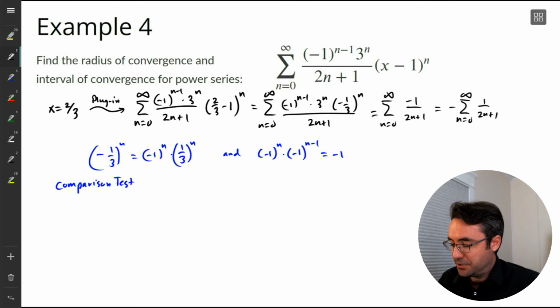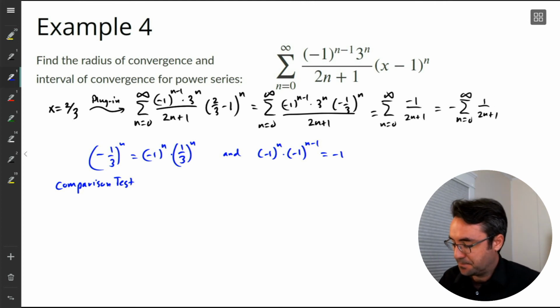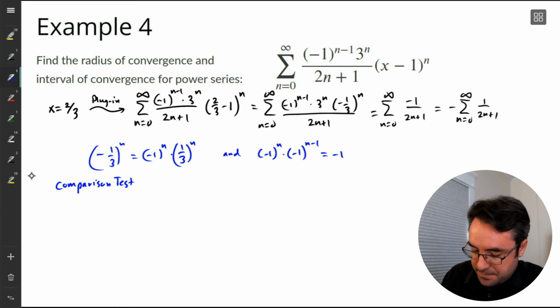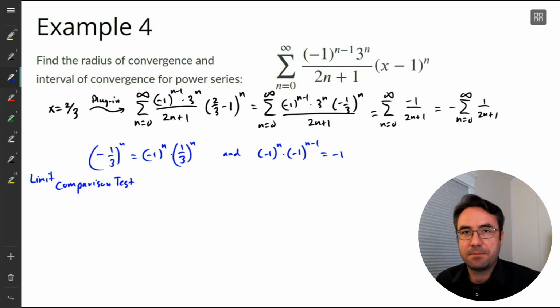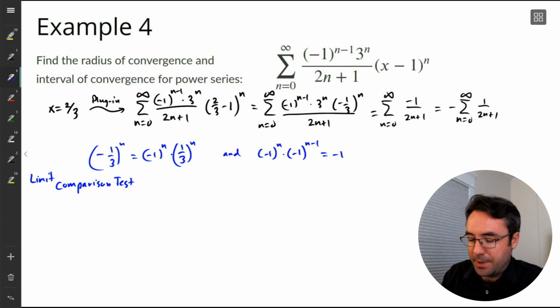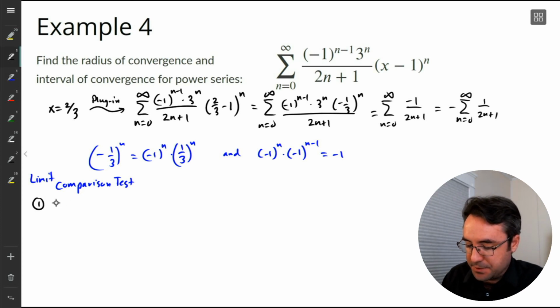So let's try, what are we going to try here? Let's try the limit comparison test. Kind of a little bit less to check there. So what are we going to compare this to? It's kind of the first part. We need to find our comparable series.